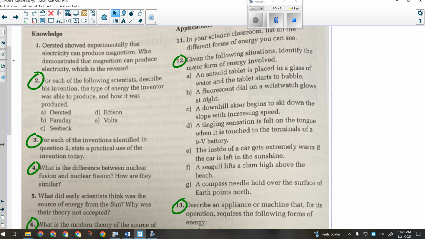The inside of a car gets extremely warm if the car is left in the sunshine. I'd accept light or thermal energy for that one. A seagull lifts a clam high above the beach. Mechanical energy would probably be the best, but I'd accept potential as well. Compass needle held over the surface of the earth points north, magnetic.